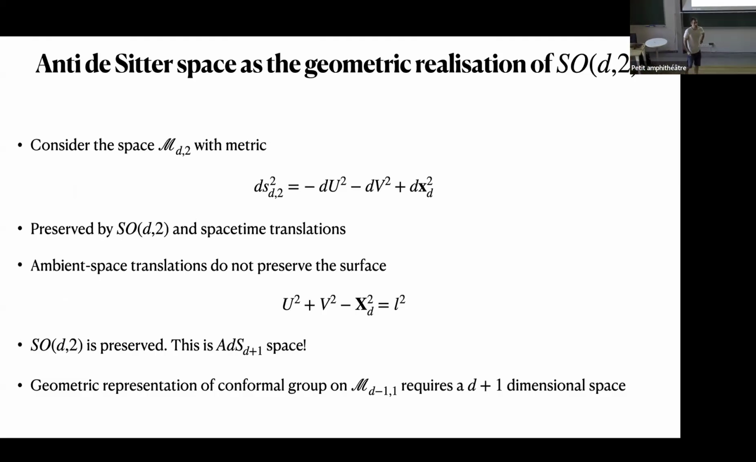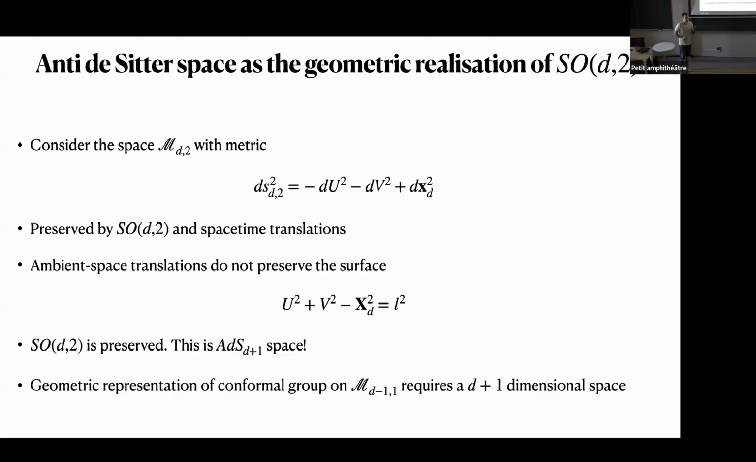So how can I geometrize now this symmetry group? I mean, how can I find a space which has these symmetries as a symmetry? So if I follow what I said and I write a space-time which has 2 time-like directions and D space-like spatial directions, then what do I know about this space? Well, it is definitely preserved by the SO(D,2) symmetry group, but I also have translations in U, V, and the X's. So I'm getting something extra.